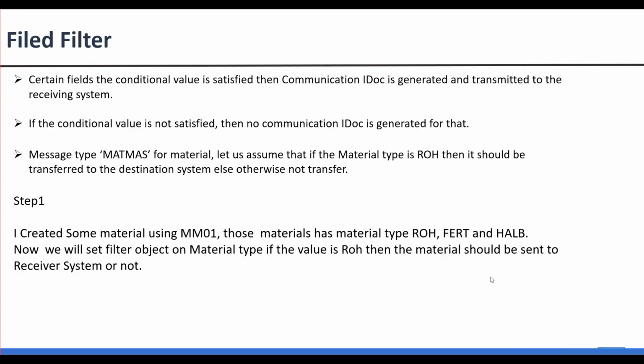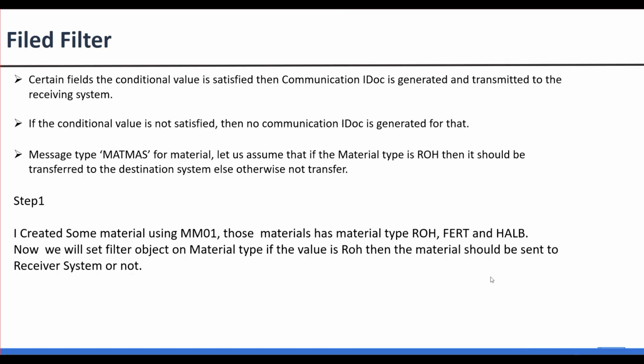Here you can see the objectives on the screen: field filter, segment filter, and reduced filter. What is the use of these filters? We can see the details about the content. What is a field filter? Suppose, simply, I will explain.